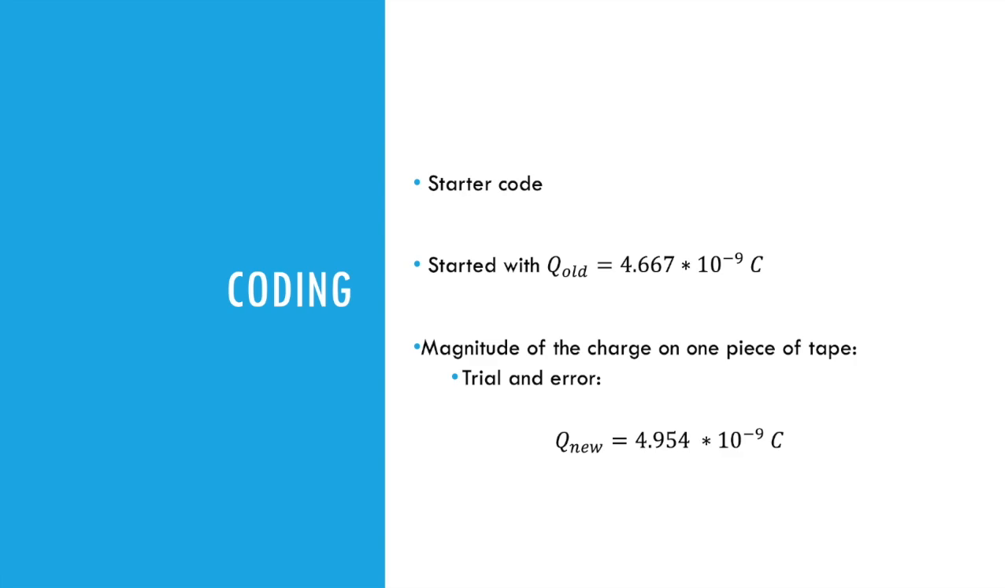Coding. For this section, I downloaded first the starter code, and with that, I used Q old, which was 4.667 times 10 to the negative 9 coulombs, which is what I just previously calculated in lab number 1. And then for this second lab, the magnitude of the charge on one piece of tape after some trial and error was Q nu, which is 4.954 times 10 to the negative 9 coulombs.